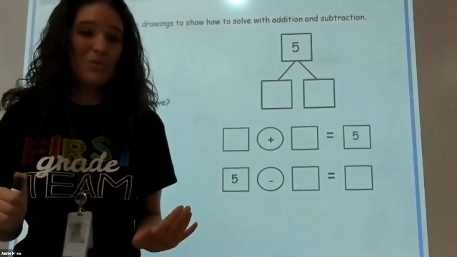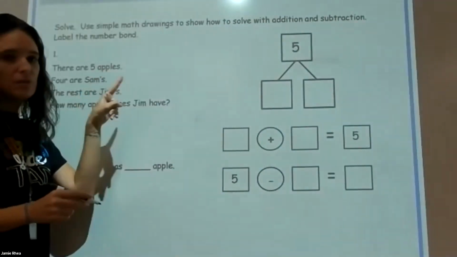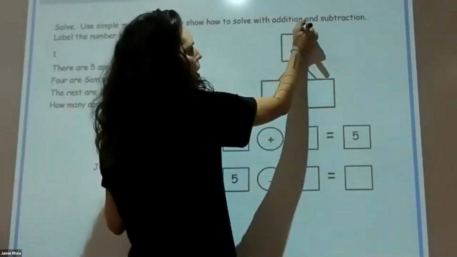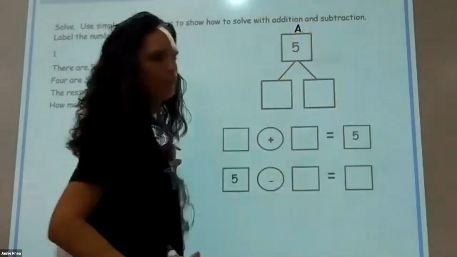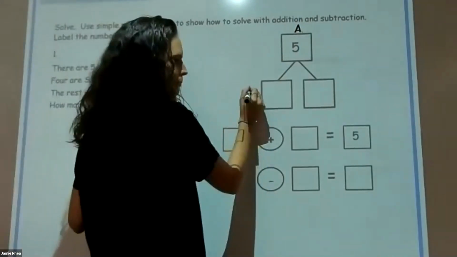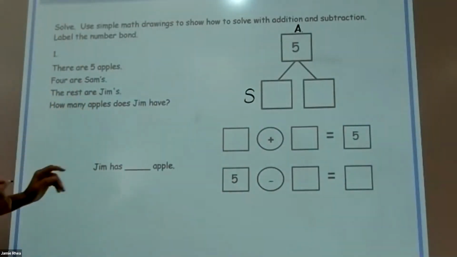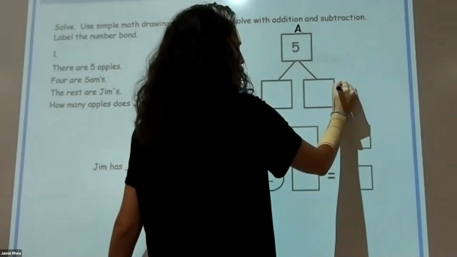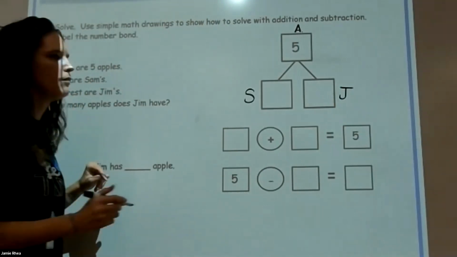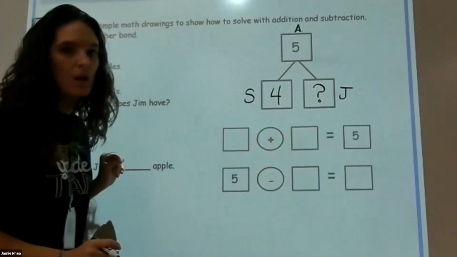Now, the first thing I'm gonna do, I'm gonna label my number bond. Let's go back and look. There are 5 apples. I have 5. 5 is in my whole, so that means that's my total number of apples. I'm going to label it A for apples. Okay. 4 are Sam's. I'm going to put an S right here for Sam. The rest are Jim's. I'm going to put a J right here for Jim. Now we can fill in. How many were Sam's? 4 of them. Do we know how many Jim has? Not yet. So we're going to put a question mark.